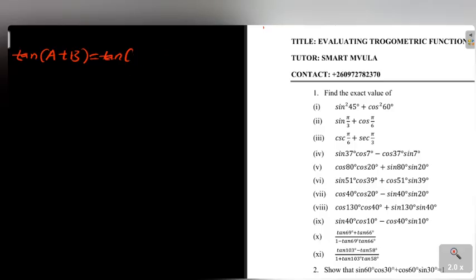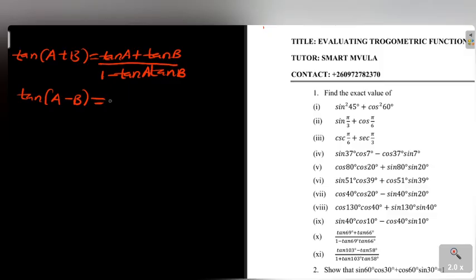So you're distributing, so it will be tan A plus tan B, that is over 1 minus tan A tan B. The last one, it is when you are subtracting, so it will be A minus B. So now this will be equal to tan A minus tan B, then that will be over 1 plus tan A tan B. So that's what we have there.